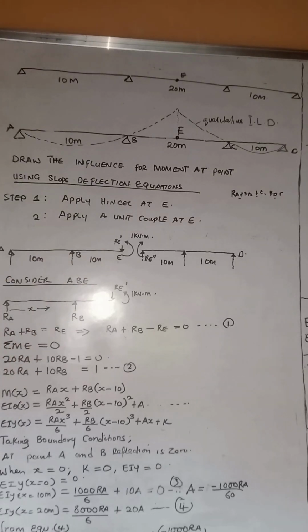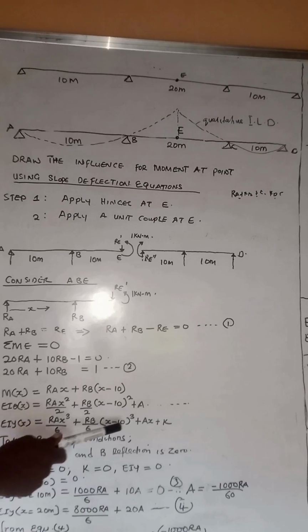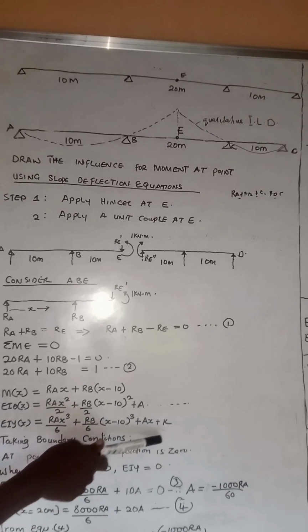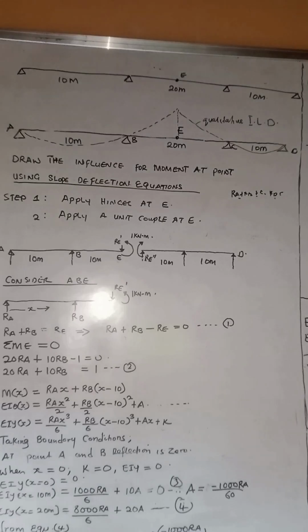Now let's take the boundary conditions, starting with the first point, which is point A, where X is equal to 0. At point A, when X is equal to 0, putting 0 in each term, we are going to have the deflection expression equal to 0. So it means our K, which is our constant of integration here, becomes 0.